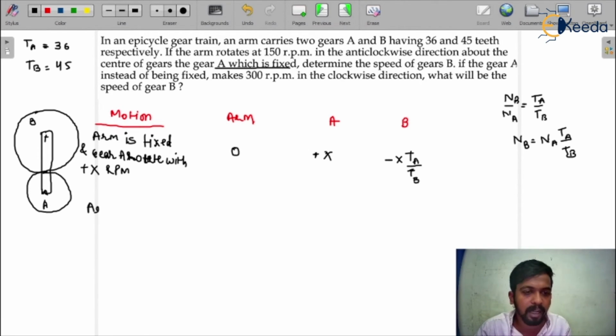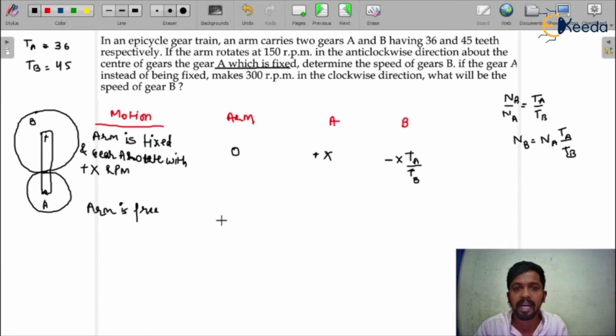In the second case, which is important, the arm is free. Our question is based on this table. You need to draw the first row in which the arm is fixed and the gear rotates with x rpm, like that. In the second case we are considering that the arm is free. This is the general case.